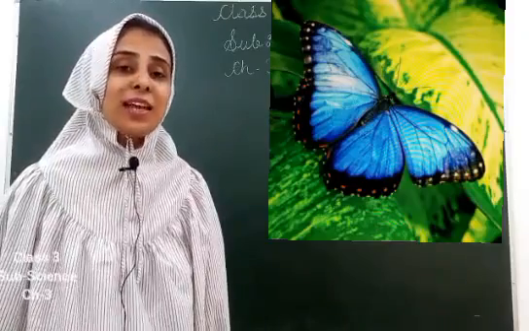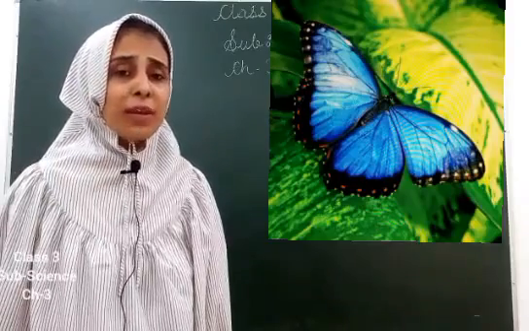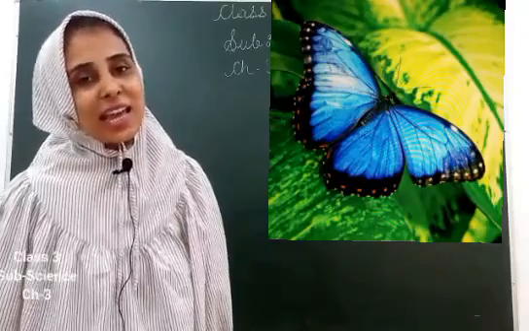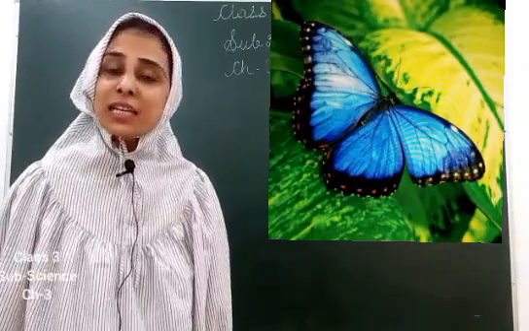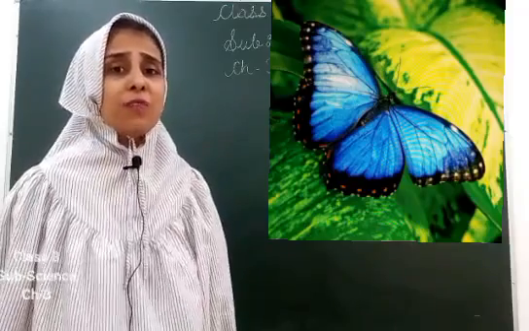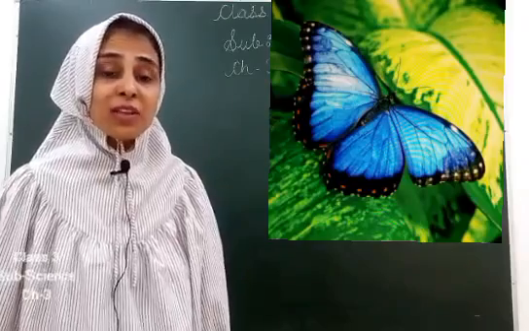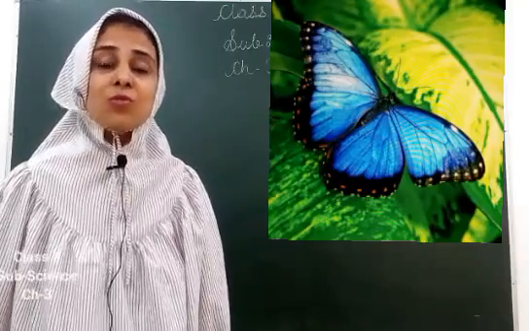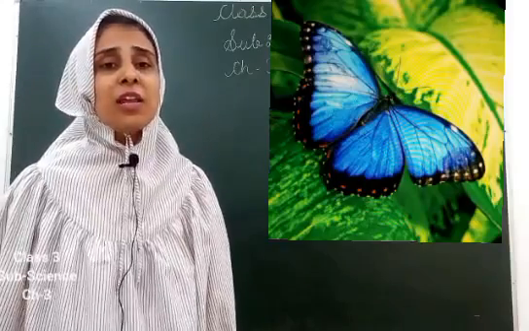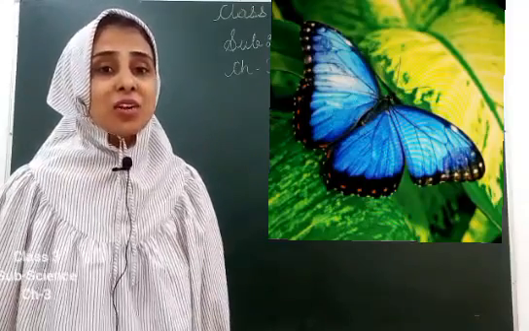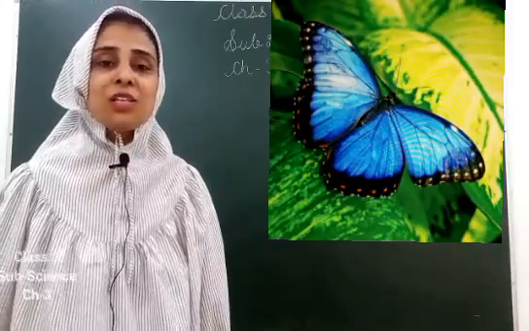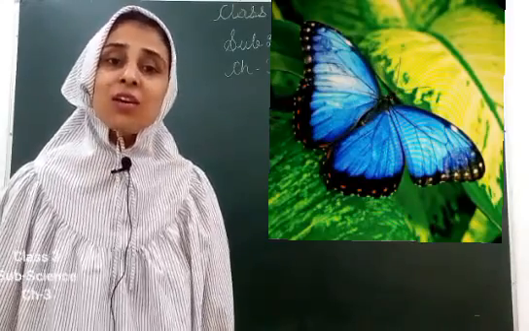Then how many legs does it have? Three pairs. So how many will it be? Six legs. And where do you usually find butterflies? In the garden, forest, and in the field also. And what does it feed on? It feeds on the nectar of the flower.